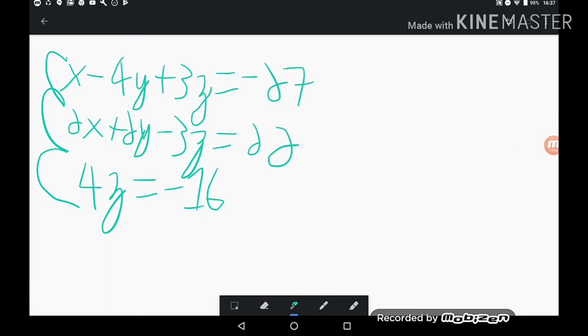Alright, now we are currently moving into part 2 of this video, and this is dealing with solving systems of equations in 3 variables. Now, let's say we had a system of equations of x minus 4y plus 3z equals negative 27, 2x plus 2y minus 3z equals 22, and 4z equals negative 16. Now, straight off the bat, we can easily solve for z and see that z equals negative 4 because 4 times negative 4 equals negative 16.